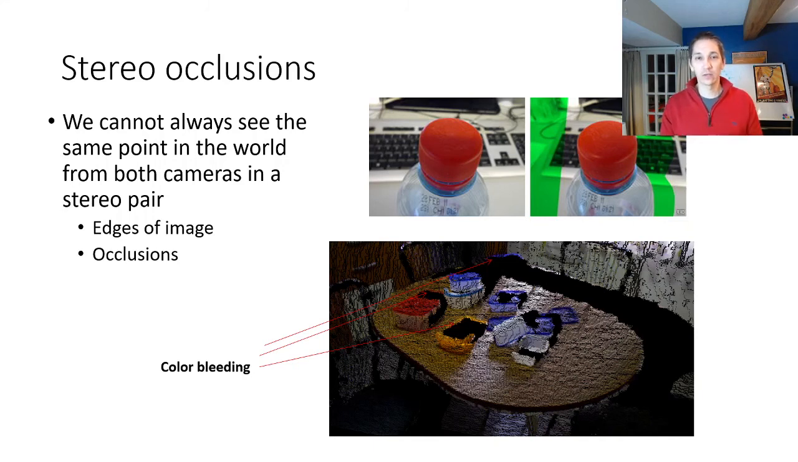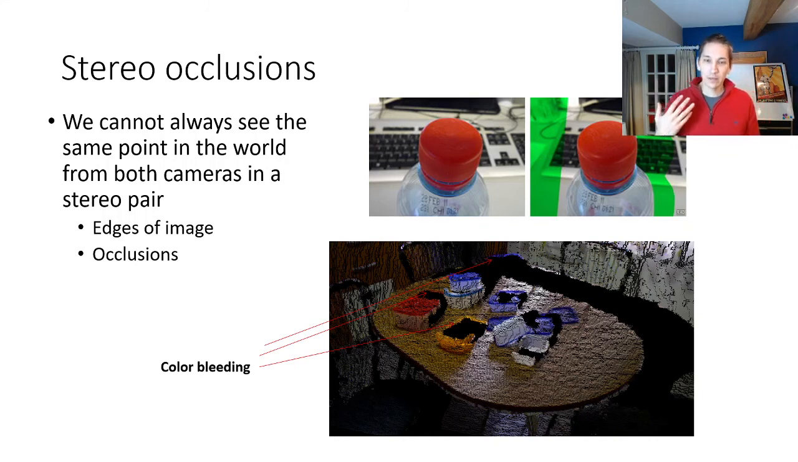If we look at these two images of this water bottle and this keyboard in the back, there are parts of the keyboard that are not seen in the left image. There are also parts behind the bottle, as well as those on the extreme side of the image. So these points can't be reconstructed in our stereo image.